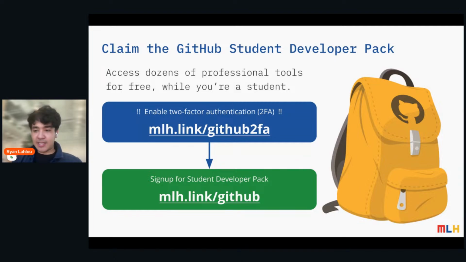If y'all forget about this, feel free to ask in chat and I'll try to answer where I can, but I'll repeat it one last time. For those that don't have the Student Developer Pack, link a .edu email, enable two-factor authentication, and then use mlh.link/github.